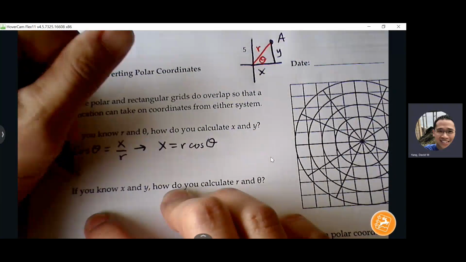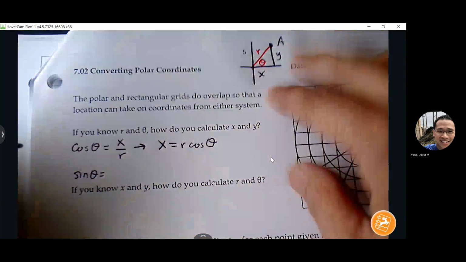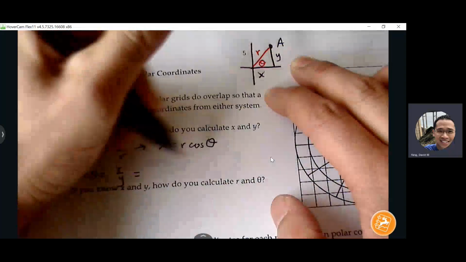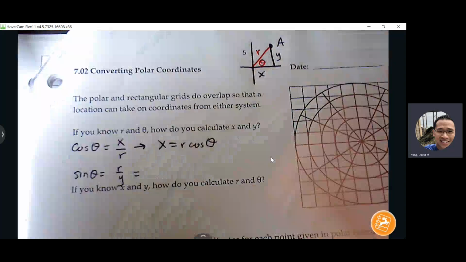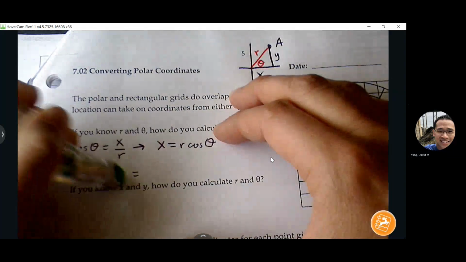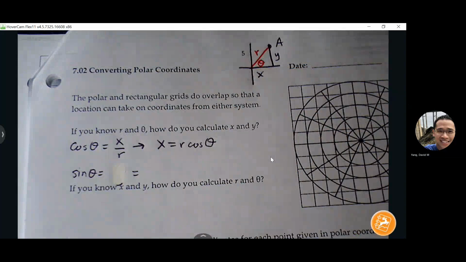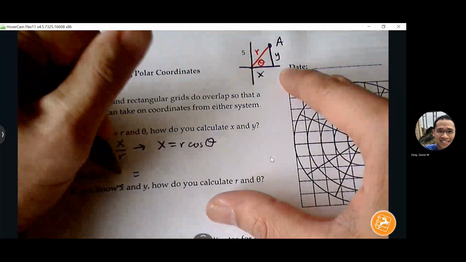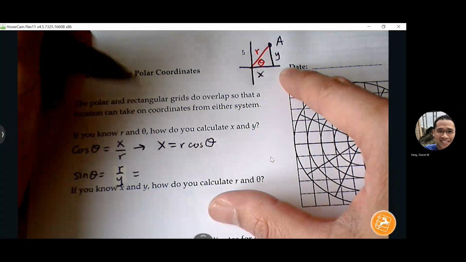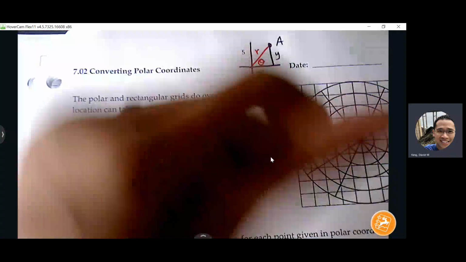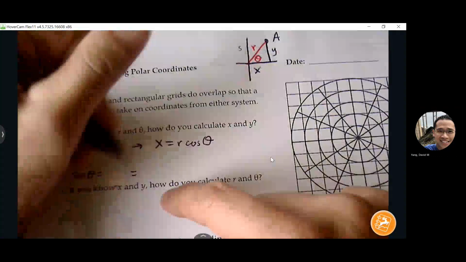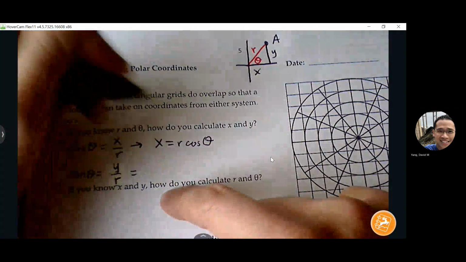Okay, and since we know that sine of theta is opposite over hypotenuse, I'm sorry, y over r, I got it mixed up. Sine of theta is opposite over hypotenuse, y over r. So y equals r sine theta.